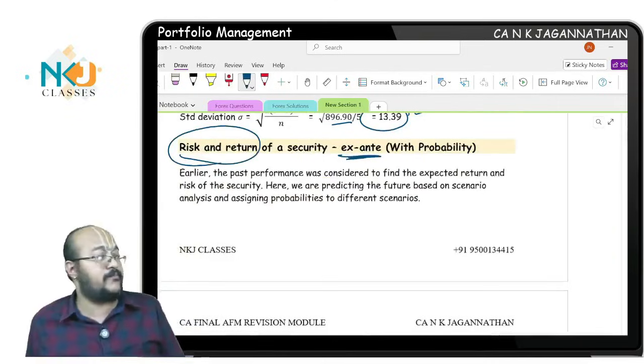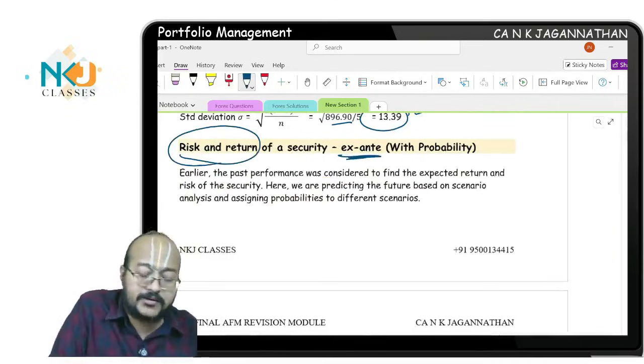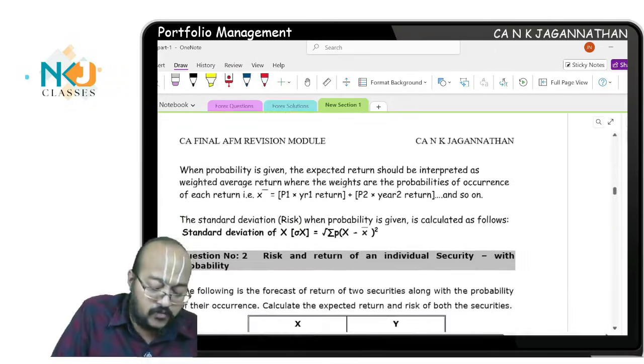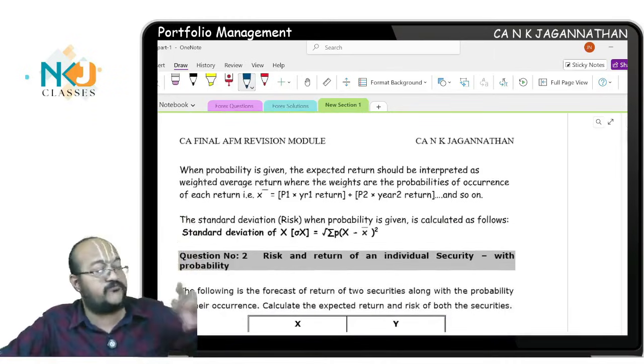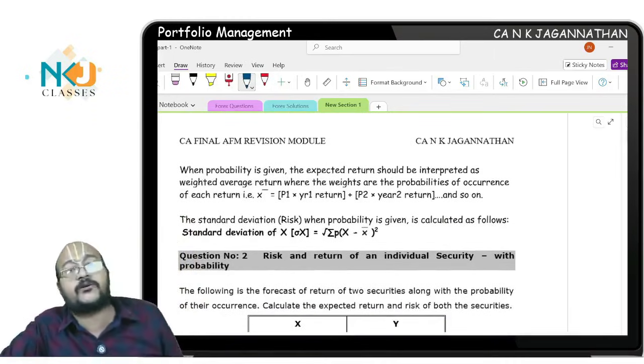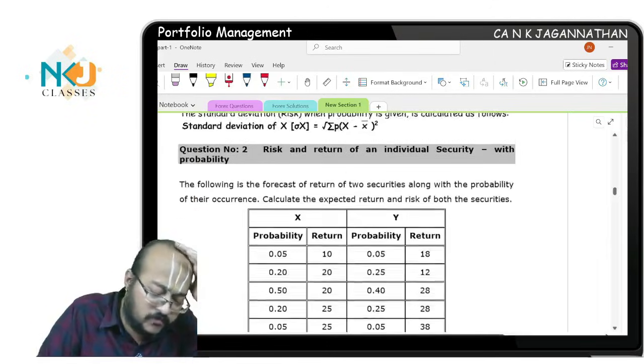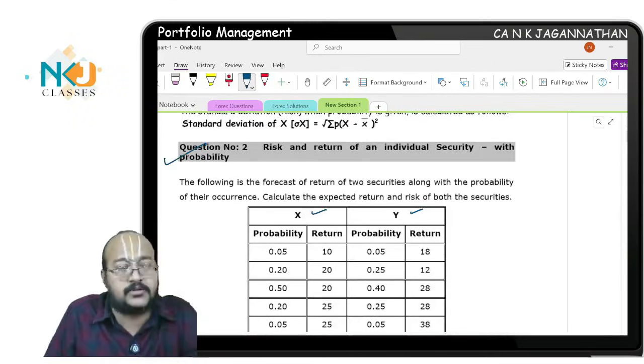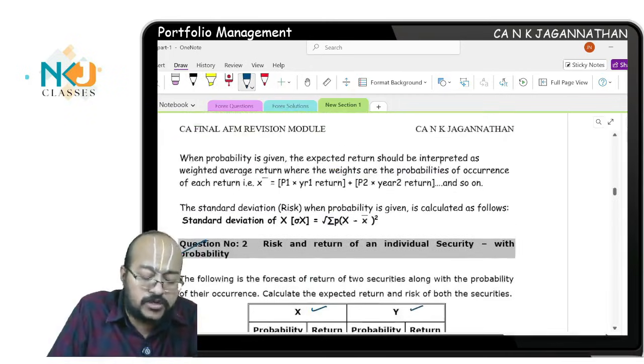Ex ante data. By using the ex ante data, means probability. When probability is given, how to compute it? Very simple. See here what happens. Now, the simple average, we computed simple average mean. Now we need to compute weighted average mean. How to compute weighted average mean? Very simple. See here, X is there, Y is there. This question, we can understand this through the question. The formula undergoes a small change.